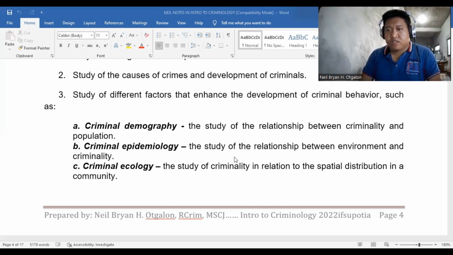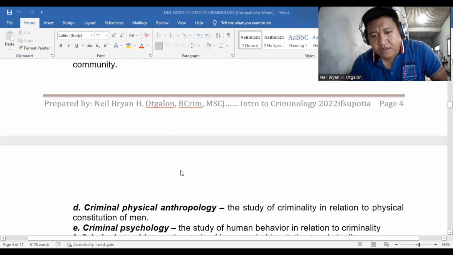ecology. As a whole, these are being used, depending on the methods used, in order to explain how crimes exist. Paano nagkakaroon ng krimen and criminals in a particular situation or area. Okay? So do not forget.